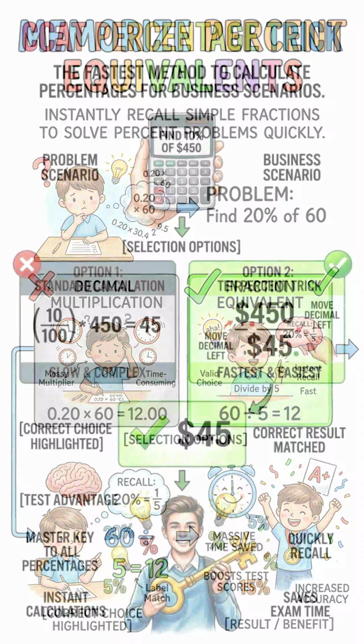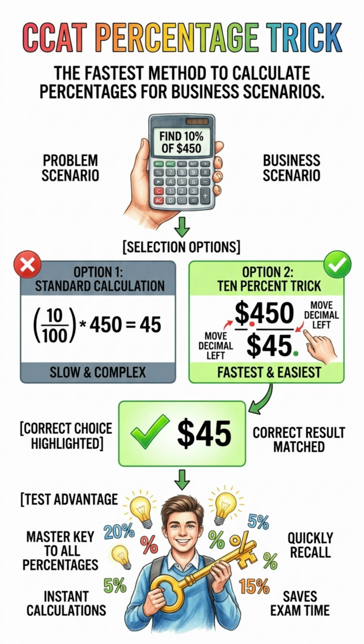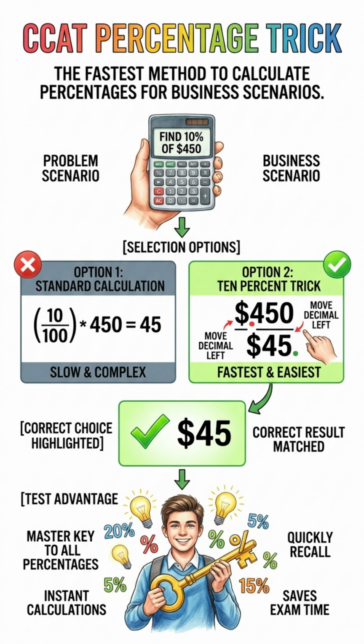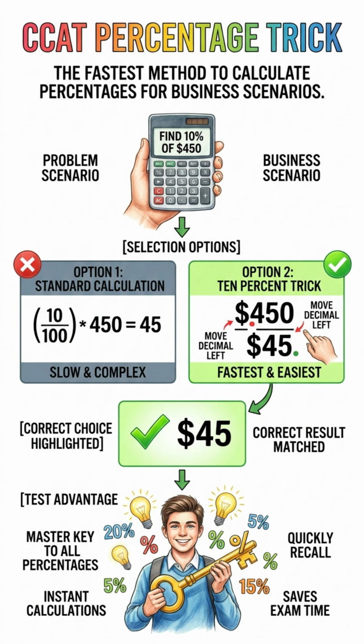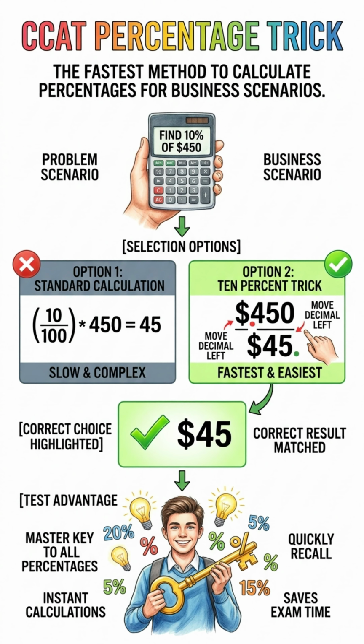Percentages represent real-world business scenarios, like calculating sales taxes, markups, or discounts. The absolute fastest way to find any percentage is to use the 10% trick. To find 10% of any number, you simply move the decimal point 1 space to the left. For example, 10% of 450 is exactly 45. Once you can find 10% instantly, you possess the master key to unlocking almost any other percentage the test might ask you to calculate.